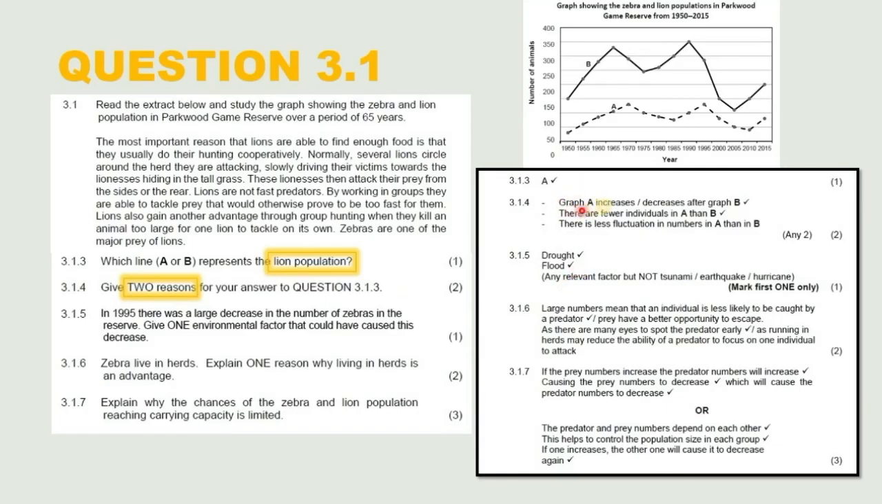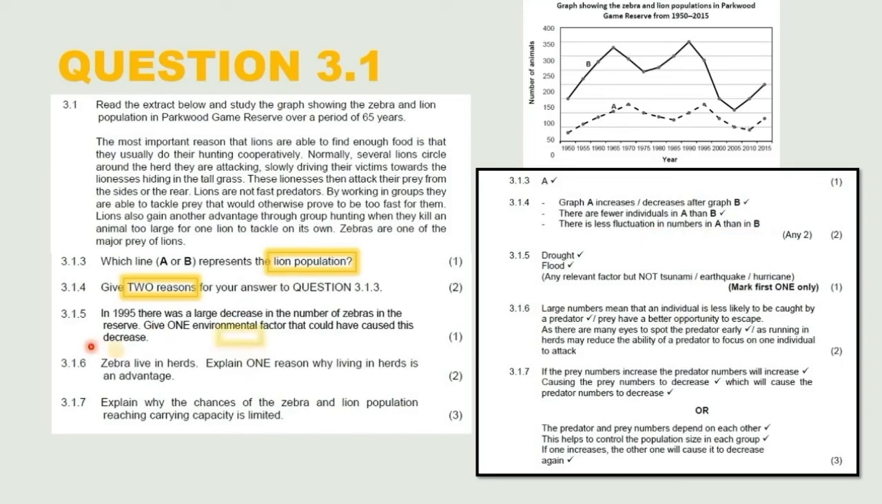They say graph A increases and decreases. A increases after a decrease in B. You will see that A increases, and as B decreases, you'll notice a decrease in A as well. That means that this graph will influence the numbers on this graph. Then they say there are fewer individuals in A than in B, and there is less fluctuation in the numbers in A than in B.